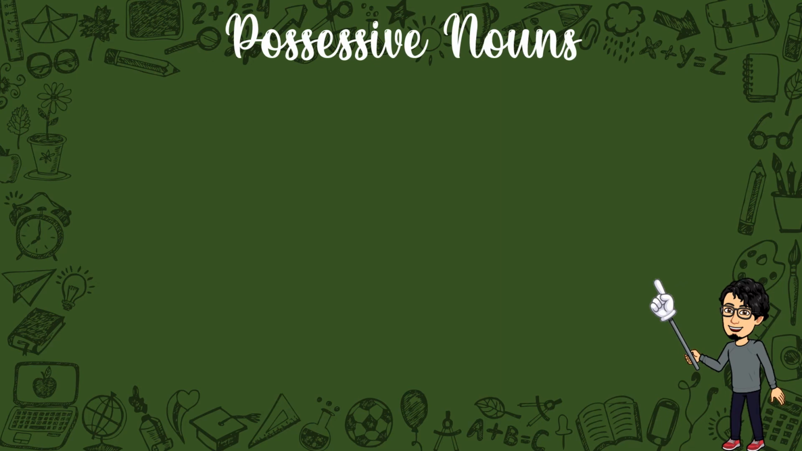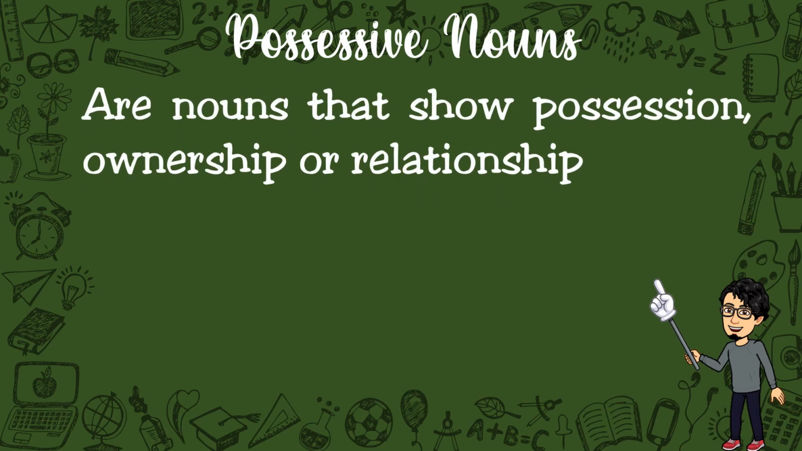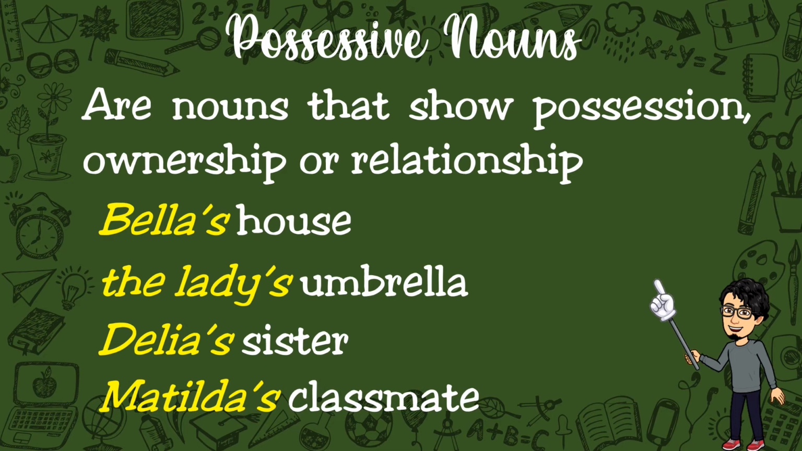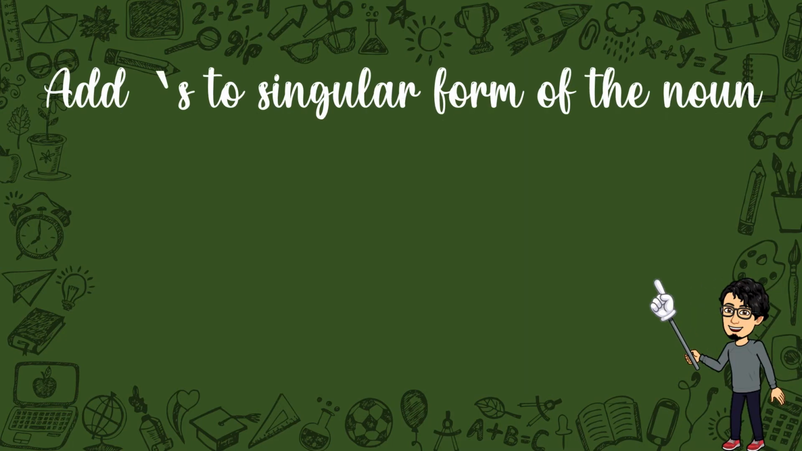The next one is possessive nouns. These are nouns that show possession, ownership, or relationship. For example, Bella's house, the lady's umbrella. These two examples show ownership. Delia's sister, Matilda's classmate. These two examples show relationship. To form possessive nouns, we must remember the following. The first one, add apostrophe s to singular form of the noun.